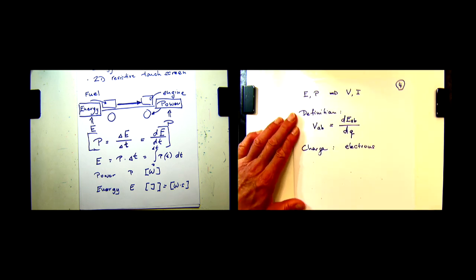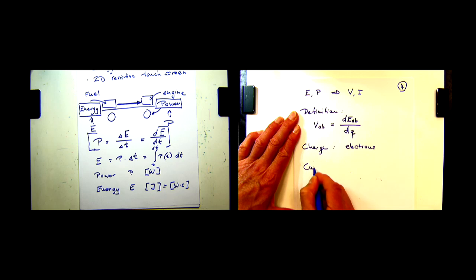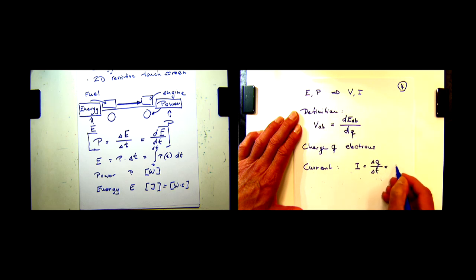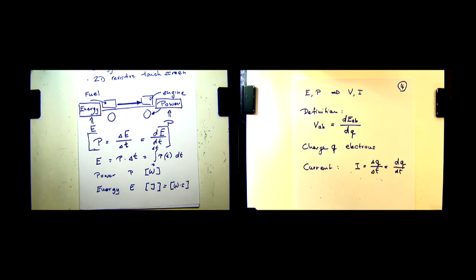So, but how is it related to current? I is equal to delta Q, so charge is actually Q, delta Q over delta T. And again, we can write this as a differential equation, dQ dT. So current is simply how many charges, how many electrons pass per time.